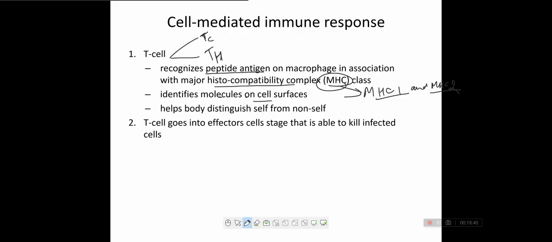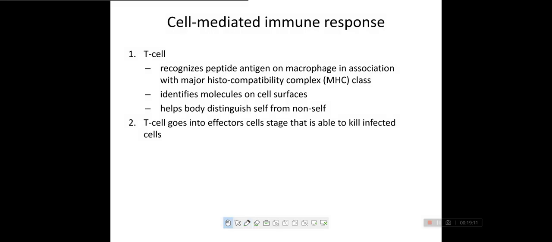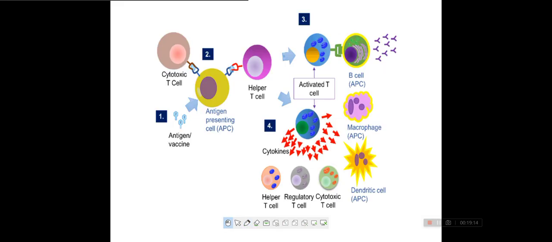MHC identifies molecules on the cell surface and helps the body distinguish self from non-self. So the T cell goes into the effector cell stage, which is able to kill infected cells. This is the T cell activity.